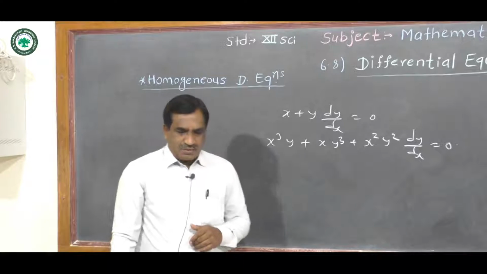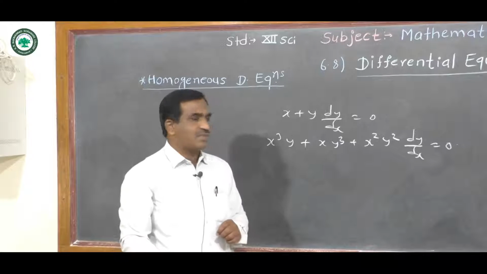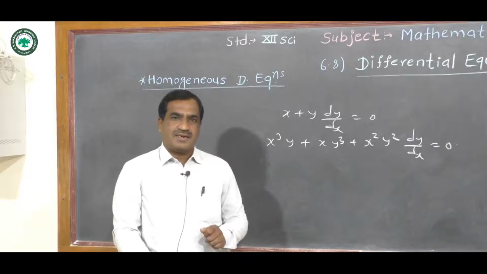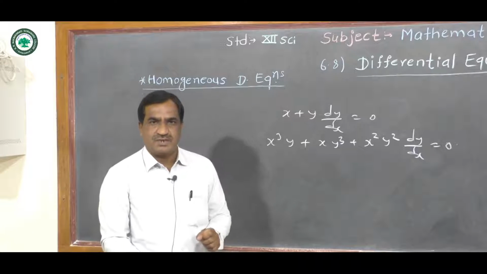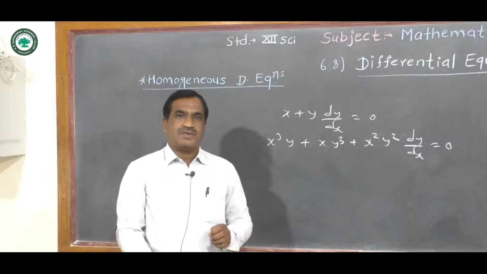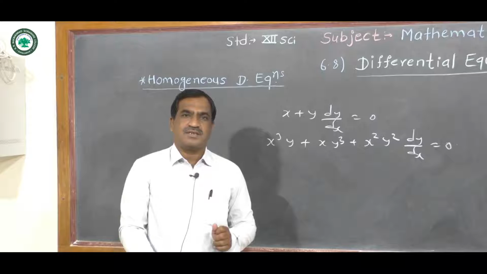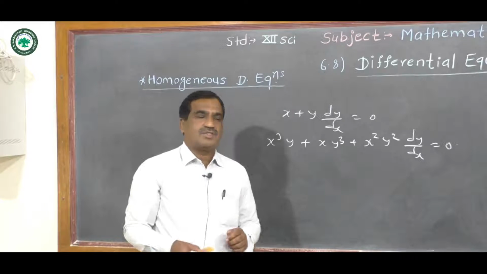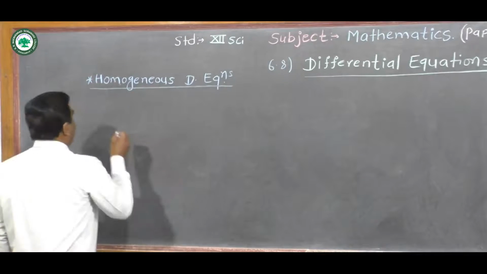Okay, now we see examples of homogeneous differential equations. We have to find the general solution and particular solution for the given homogeneous differential equation. Now we first see solutions of homogeneous differential equations, that is, general solutions. Now we see the first example here.